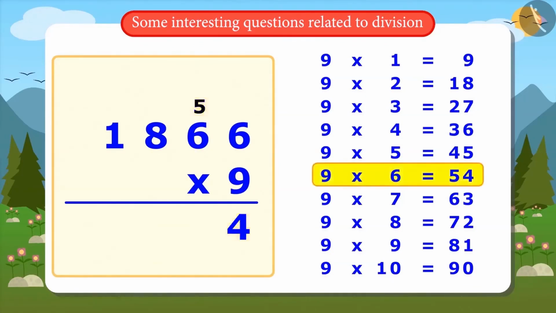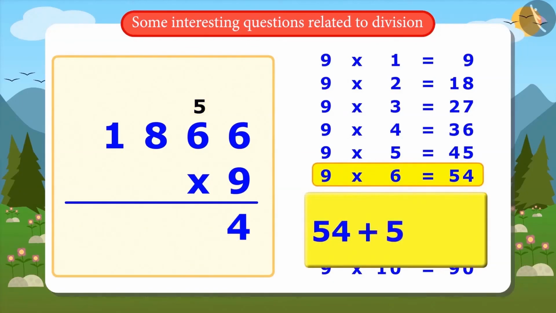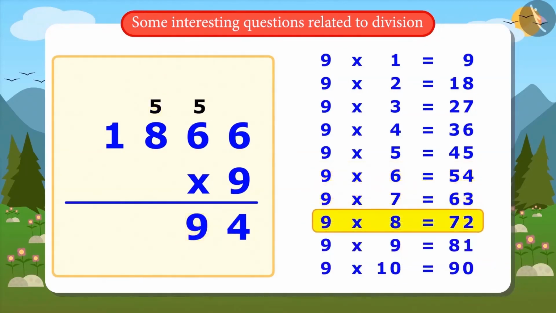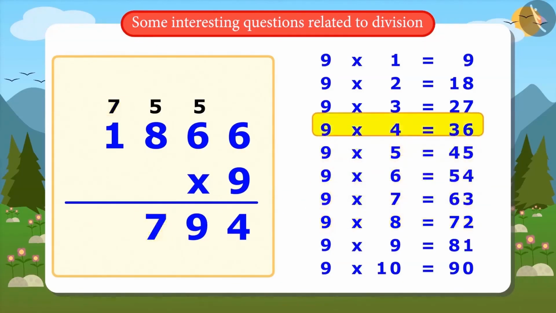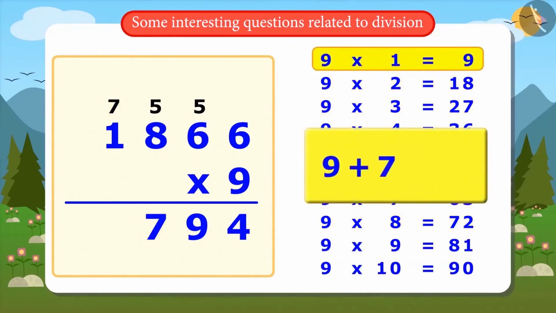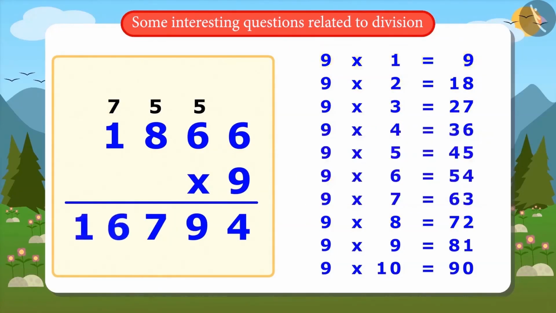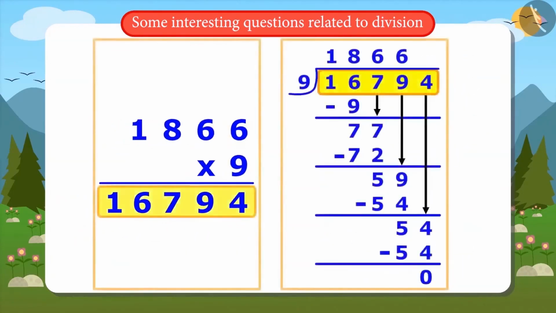9 sixes are 54. Adding 54 and 5 will be 59. We will keep 5 and 9 at their designated places. 9 eights are 72. 5 added in 72, then the answer came 77. Similarly, 77 will be written in this way. 9 ones are 9. 7 will be added to it, so 16 will come. The answer is 16,794. Both numbers are equal, which means that I have divided correctly.